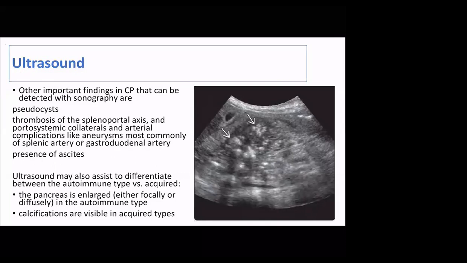Ultrasound may also assist to differentiate between the autoimmune type versus the acquired type. عادة الautoimmune type يكون البنكرياس enlarged either focally or diffusely, بينما acquired type عادة ما نشوف إنه there is calcification.